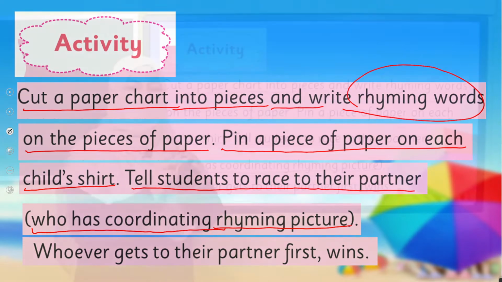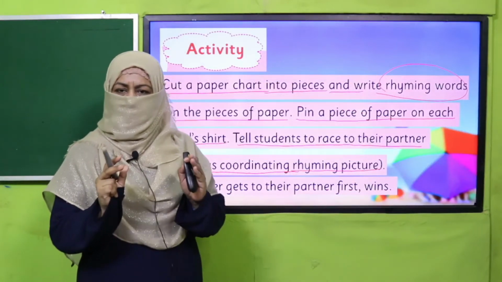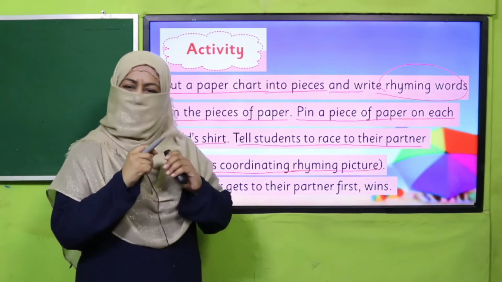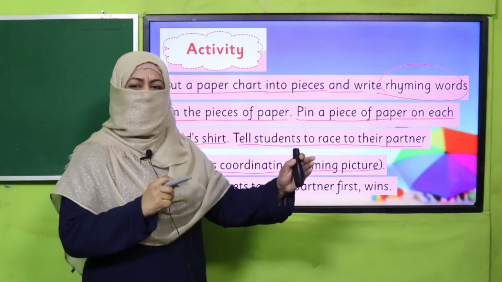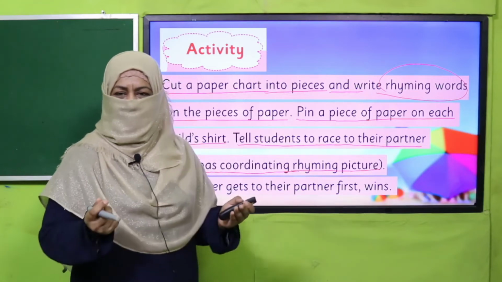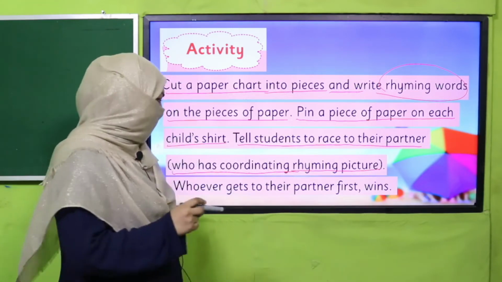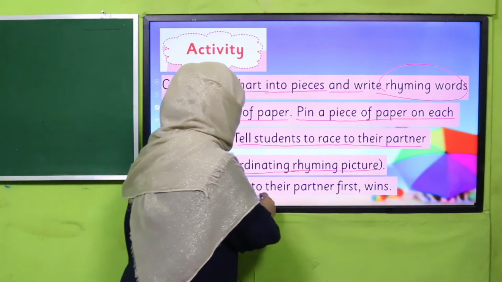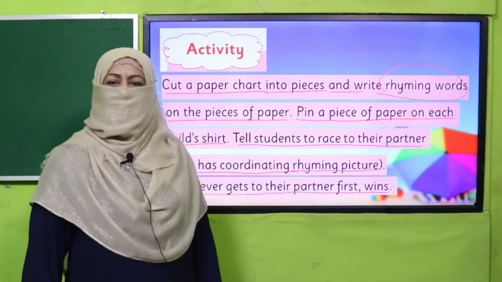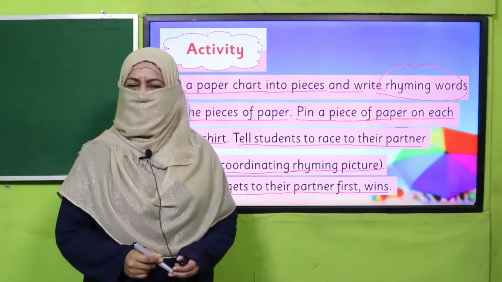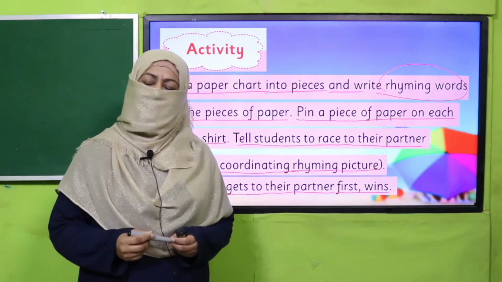It means there must be two rhyming words, and one child will have one, the other will have the other, and they will join together to tell you that they are rhyming words. So the students who finish first are the winners of this activity. Okay, so pause the video, enjoy this activity, and then come back.